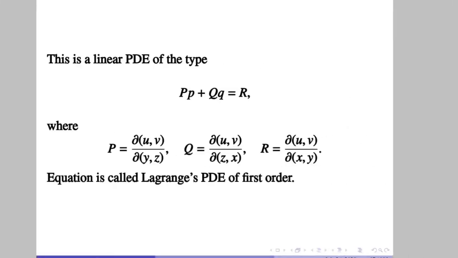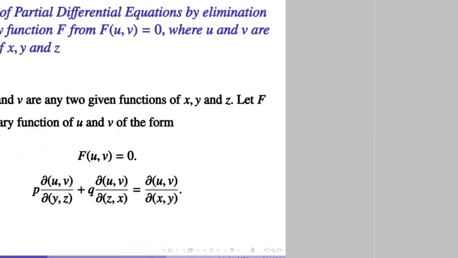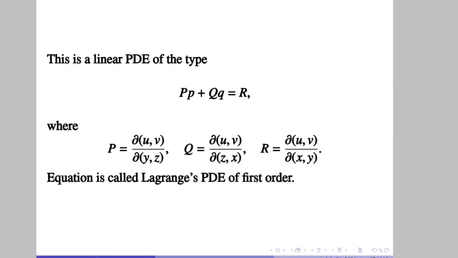So this is the linear PDE of the type capital P p plus capital Q q is equal to capital R. Capital P, Q and R have this form. This equation is called the linear partial differential equation. Already we have discussed this equation. This equation comes under quasi-linear partial differential equation, because capital P contains x, y, z, capital Q contains x, y, z, and capital R contains x, y, z. So small p represents dou z by dou x, and small q represents dou z by dou y.